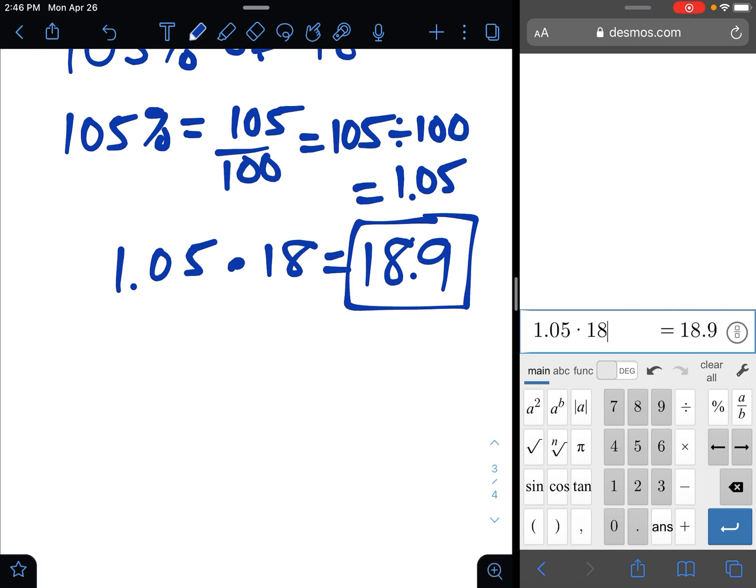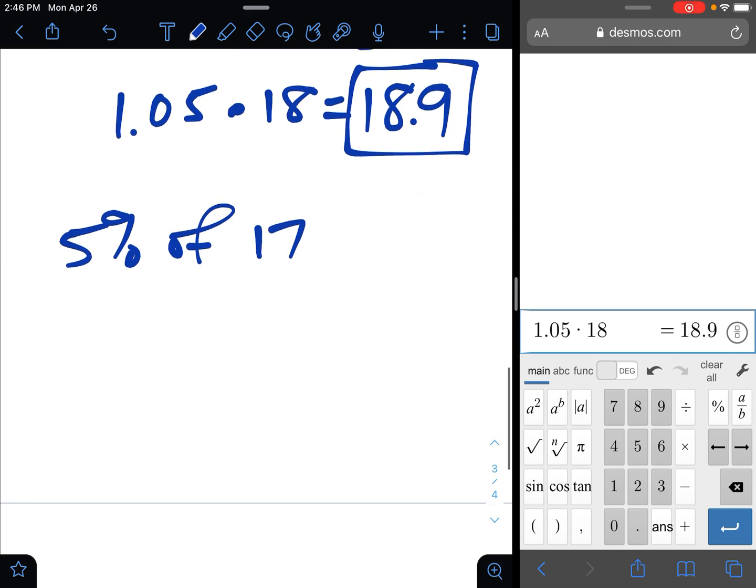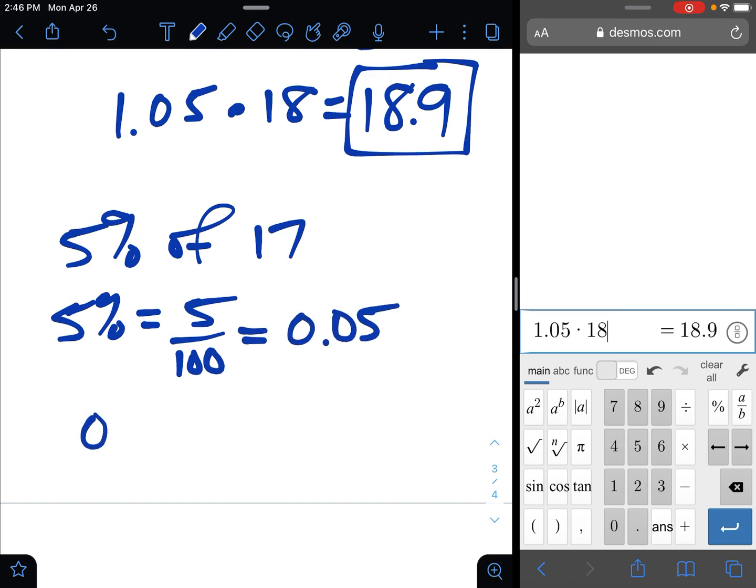One more example here, we're going to do 5% of 17. The only confusion that usually happens with problems like this is you mess up the decimal. So 5%, like the other ones, means 5 out of 100, which is not 0.5. That would be 50%. This is 0.05, which then we can multiply by 17.